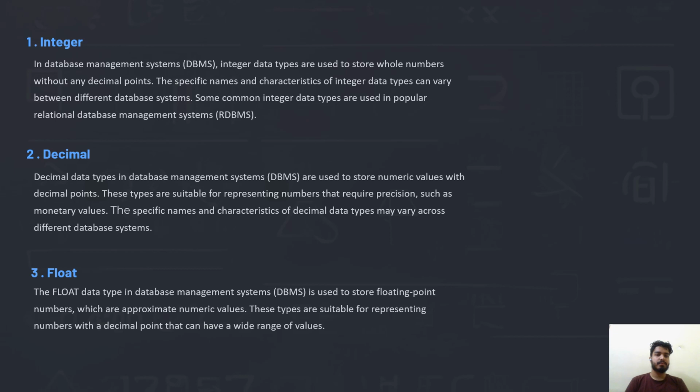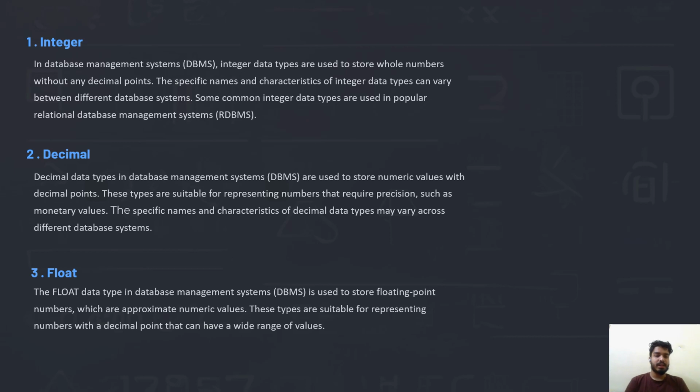Integer. In a database management system, integer data types are used to store whole numbers without any decimal points. The specific name and characteristics of integer data types can vary between different database systems. Some common integer data types are used in popular relational database management systems.